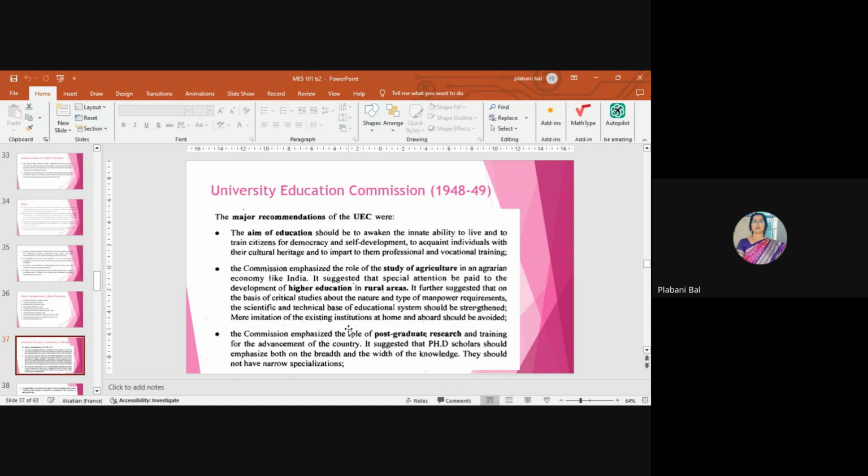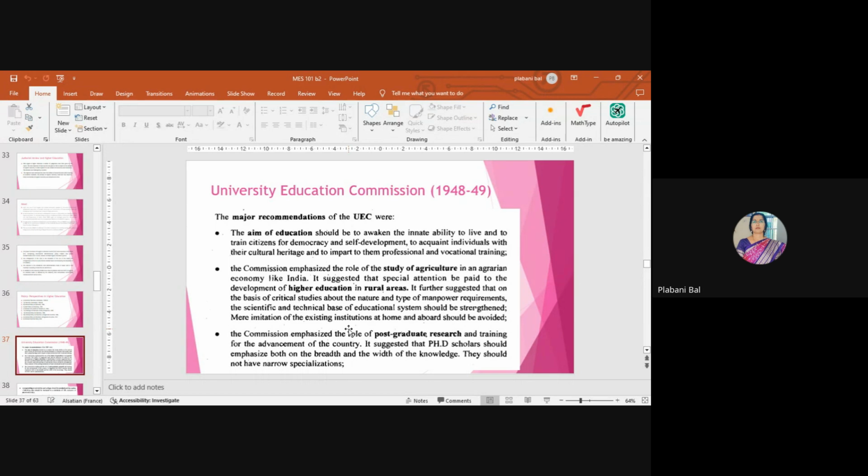When a policy is formulated or recommends something, before that it goes to the field, makes some research, some critical studies are made, and after that it recommends something. Similarly, this policy also made some critical studies about the rural areas, and it was recommended that agricultural studies should be emphasized, and also higher education should be emphasized in the rural areas. It should not be in the urban areas only. So it needs to be emphasized.